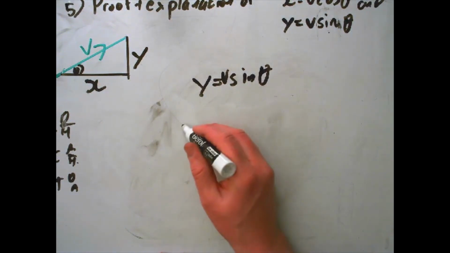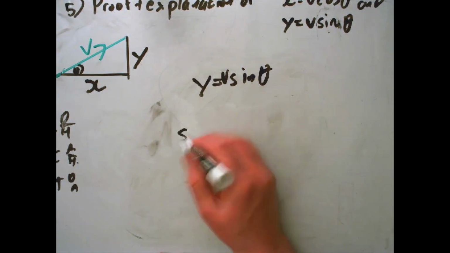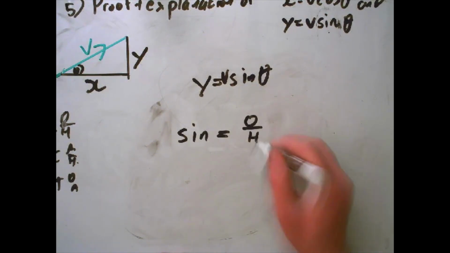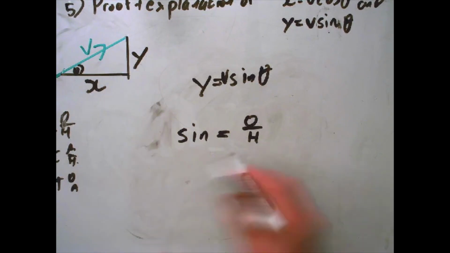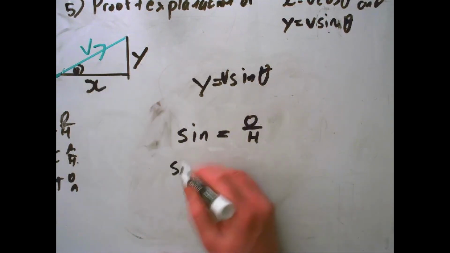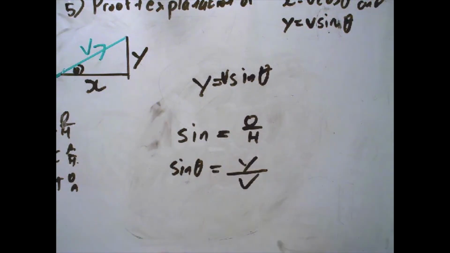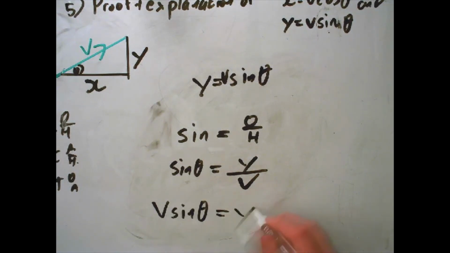Sorry about that. We're looking for sine. Let's talk about sine first. Sine is opposite over hypotenuse. In our case, the opposite is y. So the sine of this angle, sine theta, is equal to y over v. And using the exact same logic as before, let's multiply both sides by v. So v multiplied by sine theta is equal to the y component of the vector. Bob's your uncle, things are proved.